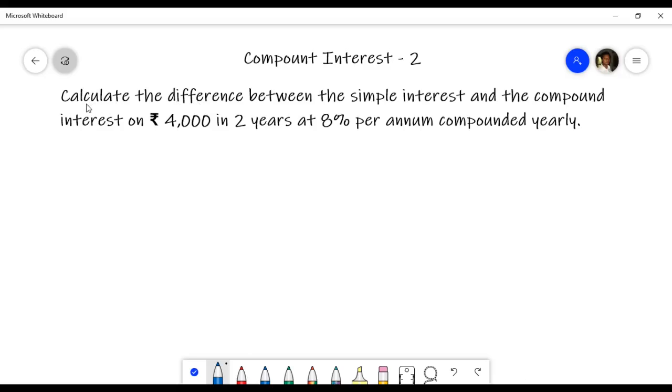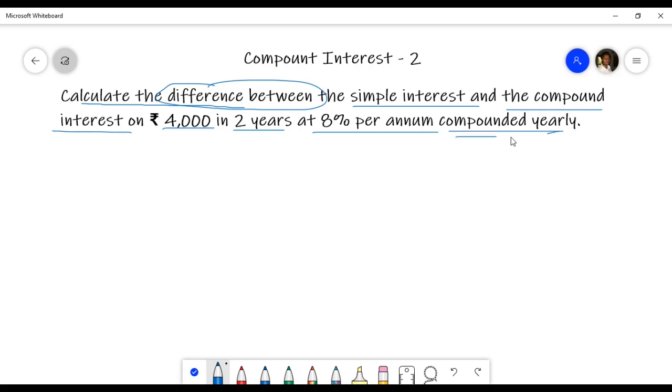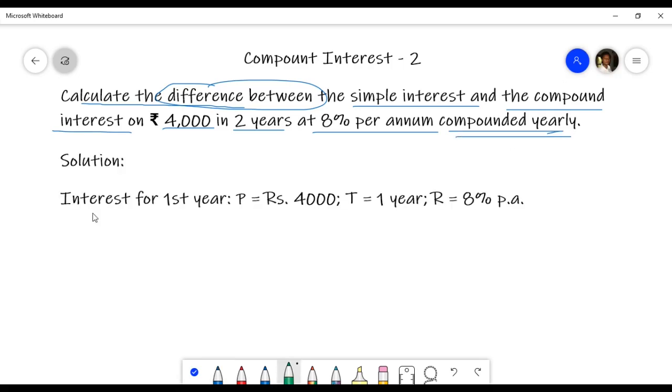Today we will see a problem on how to find the difference between simple interest and compound interest. The question is: calculate the difference between the simple interest and compound interest on rupees 4,000 in 2 years at 8% per annum compounded yearly. So how can we solve this?